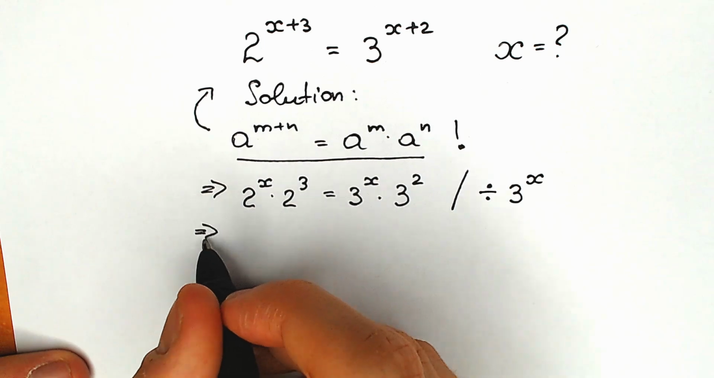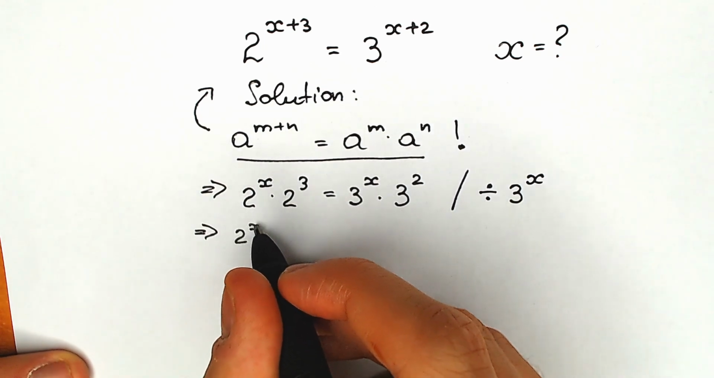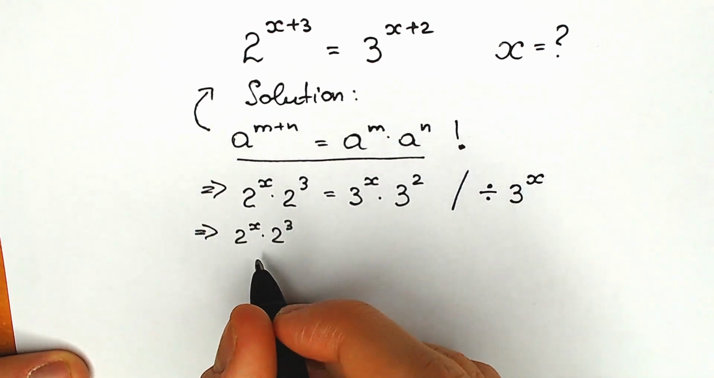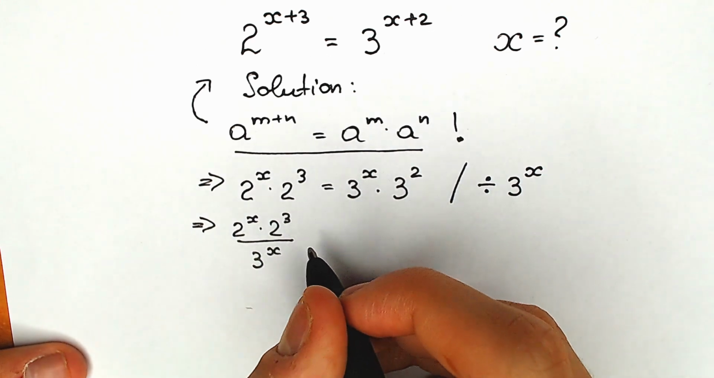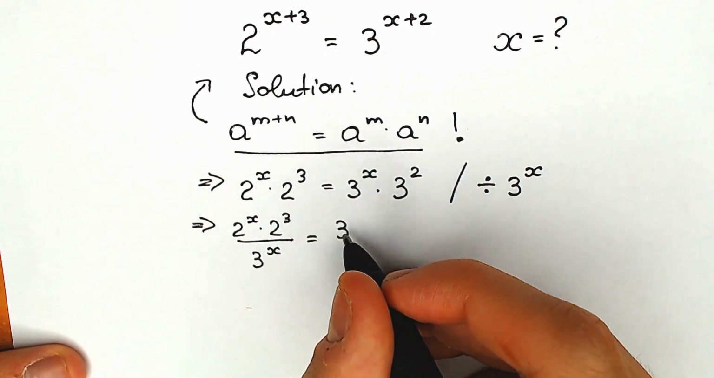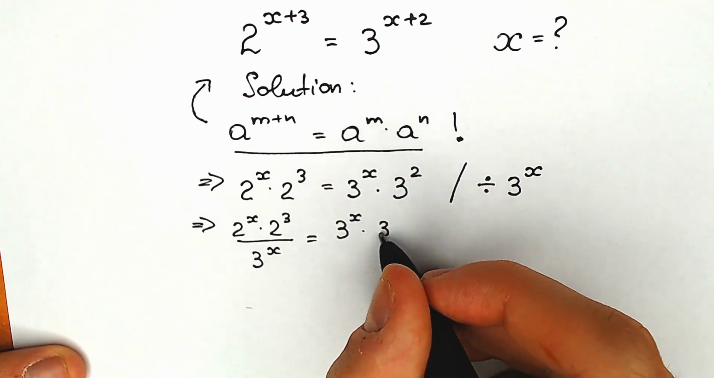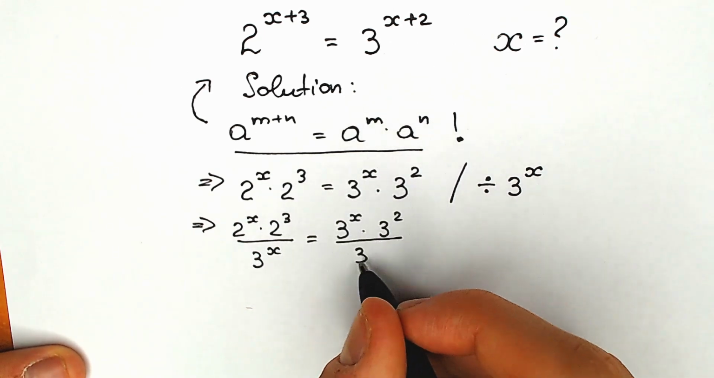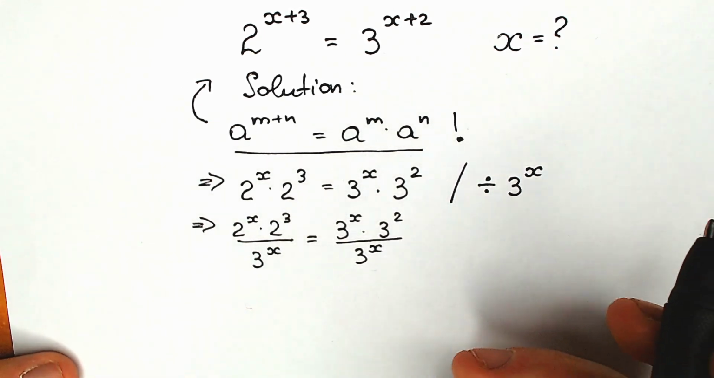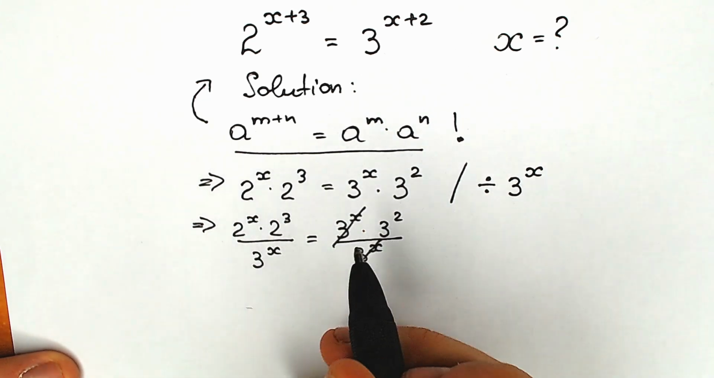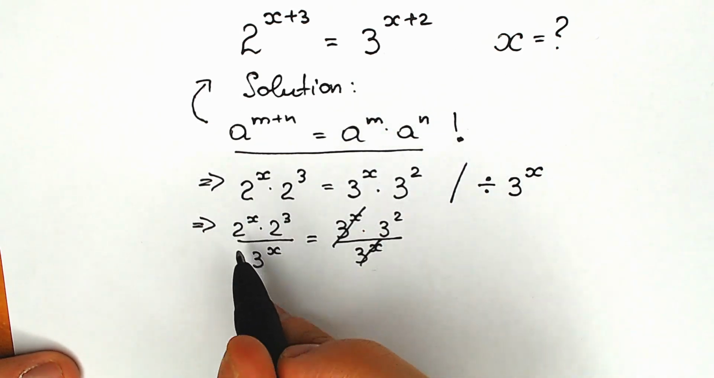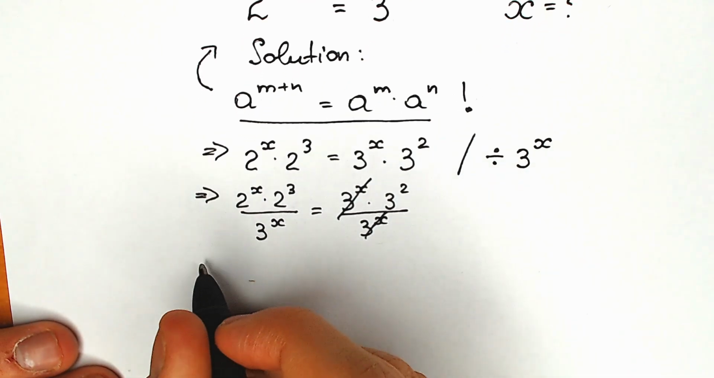As a result, what do we have? 2 to the power x times 2 to the power 3, we're going to divide by 3 to the x, and on the right side we're going to divide by 3 to the x as well. So 3 to the x times 3 squared, divided by 3 to the x. Why did I divide by 3 to the x? Because on the right side we can easily cancel it, and we will have it on the left side. We really need it, because as I told before, we're going to group our variables on the left side and our constant on the right side.